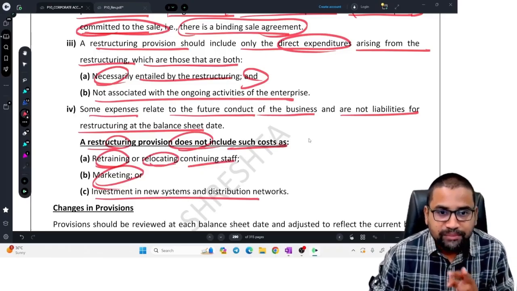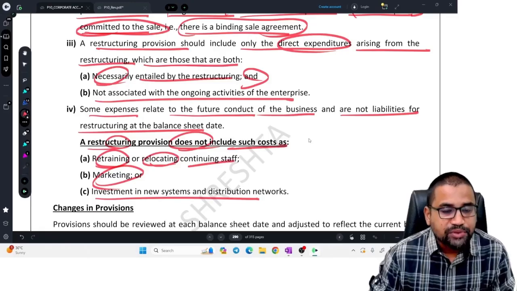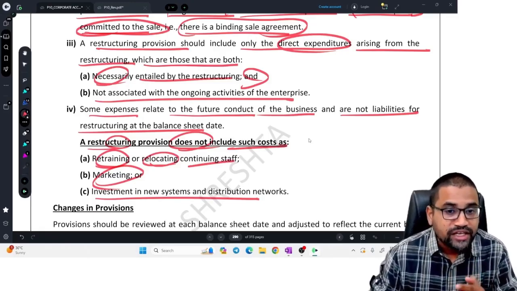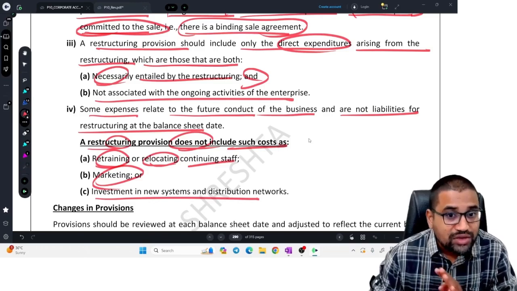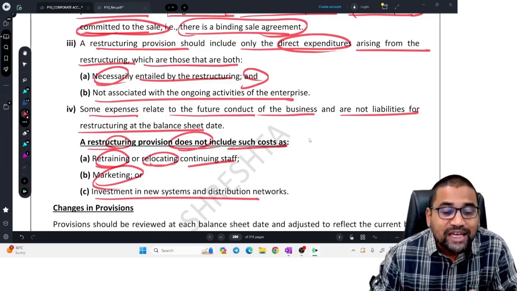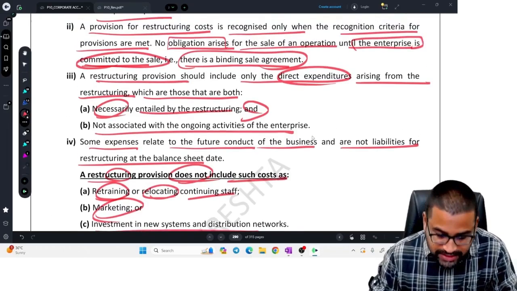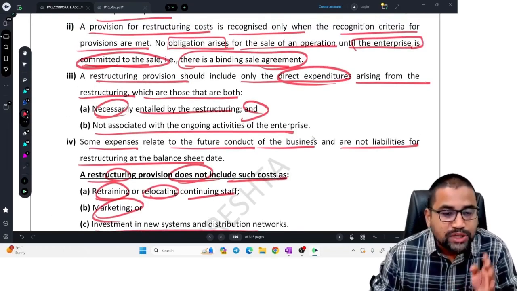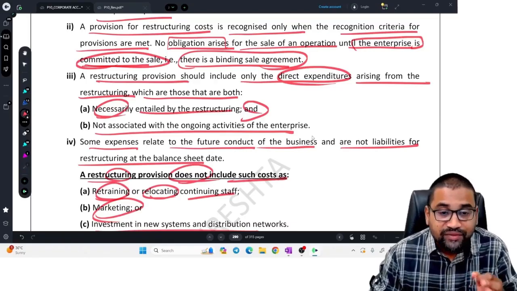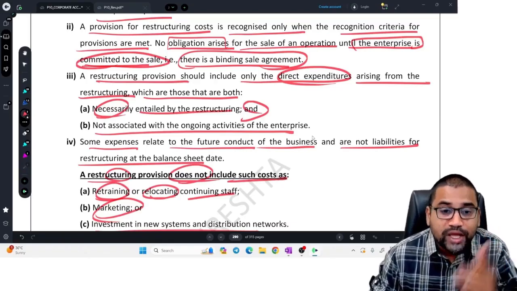See, whenever you create a restructuring provision, you should not include training cost, retraining cost, relocating the continuing staff, marketing cost, investment in new systems and distribution networks. These costs we should not include. Why? Because these are continuing activities. No way they are connected with restructuring. See, for a restructuring activity, how much amount do you create a provision for? Only the expenditure which is directly because of restructuring and which is not associated with any ongoing activities.